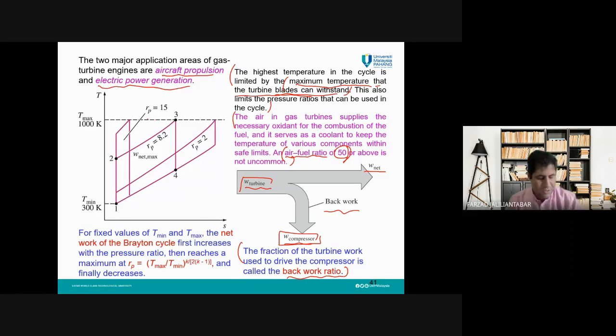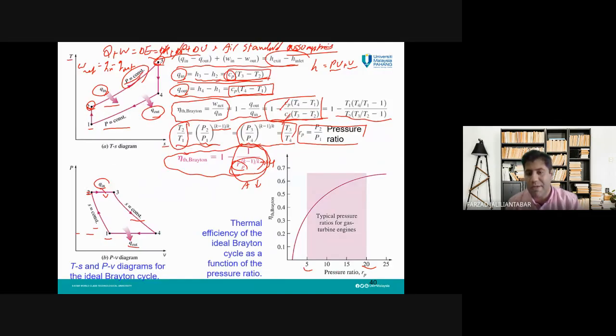But here, one question may come to your mind about the correlation between the thermal efficiency of Brayton cycle and pressure ratio. So why do we not increase this pressure ratio? First of all, you can see here, if we increase the pressure ratio, the thermal efficiency of Brayton cycle increases. Why do we have this limit, for example, 20? Because we have some limitations.